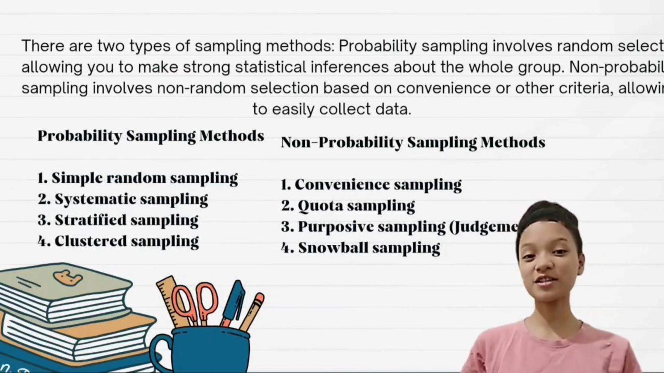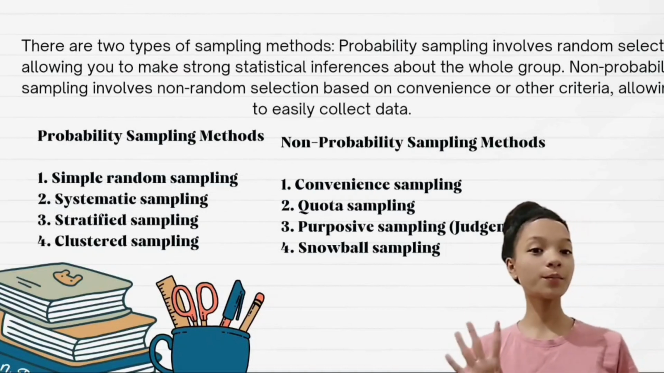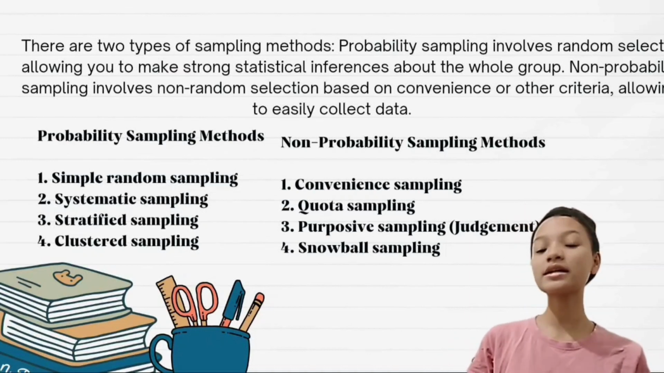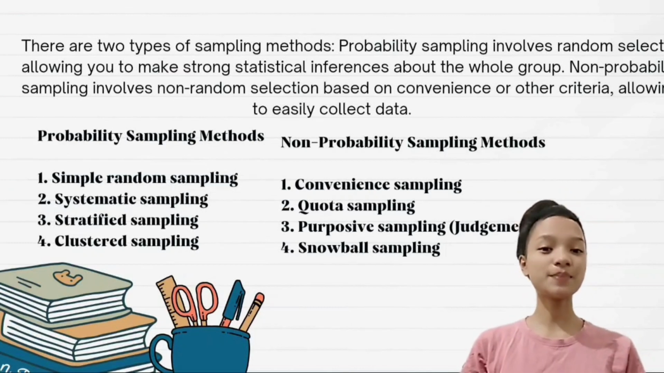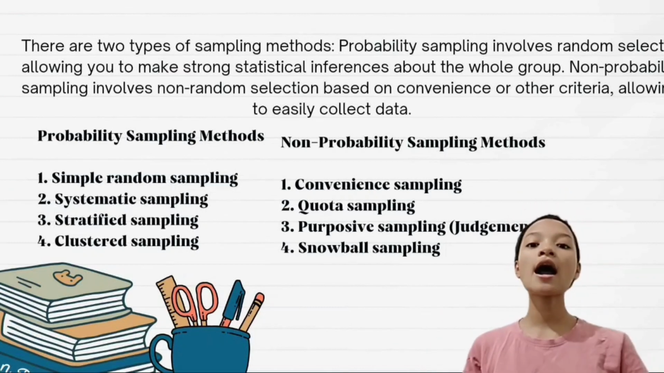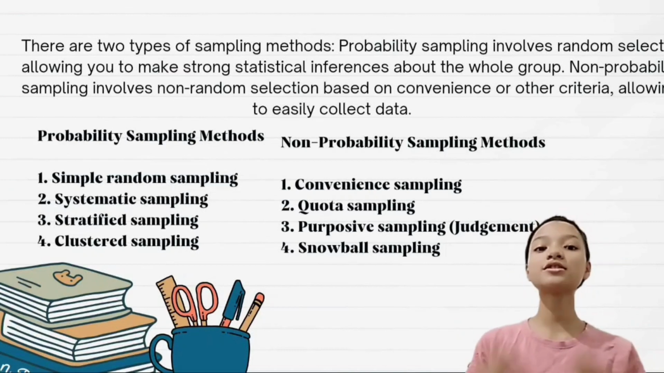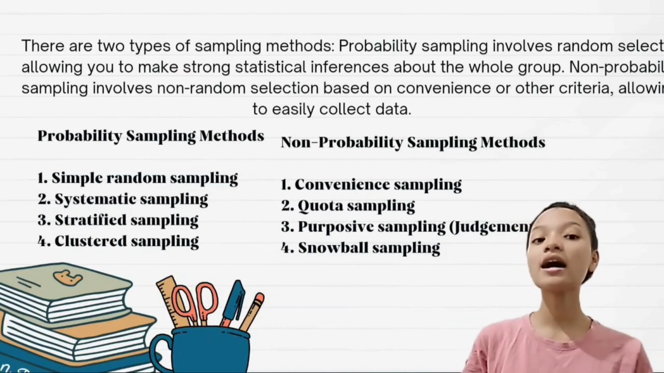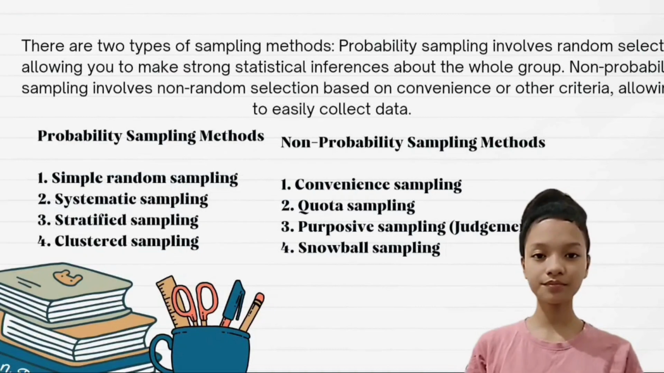To kick things off, we will look at the four types of probability-based random sampling. Specifically, we will explore simple random sampling, systematic sampling, stratified sampling, and lastly, cluster sampling.